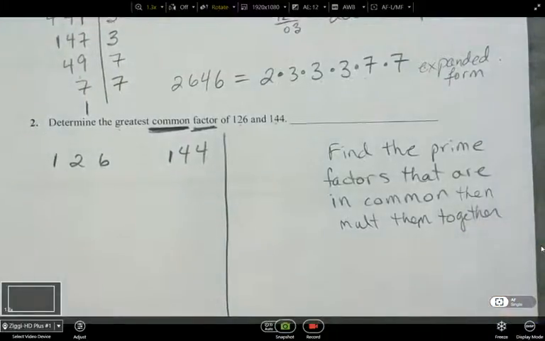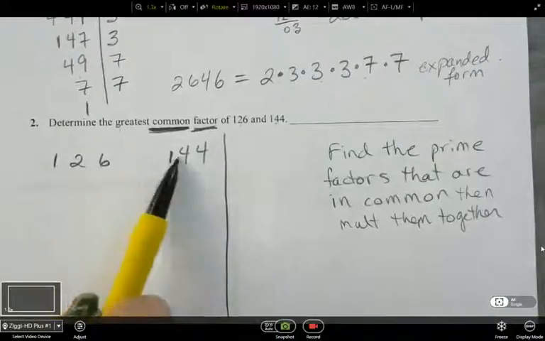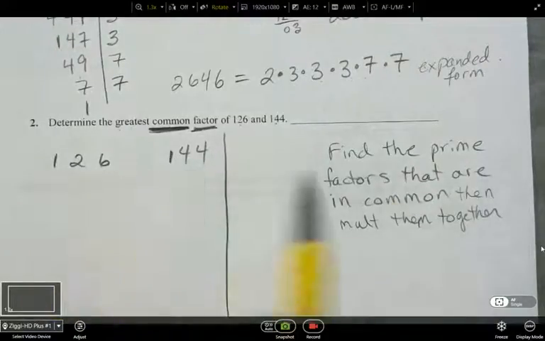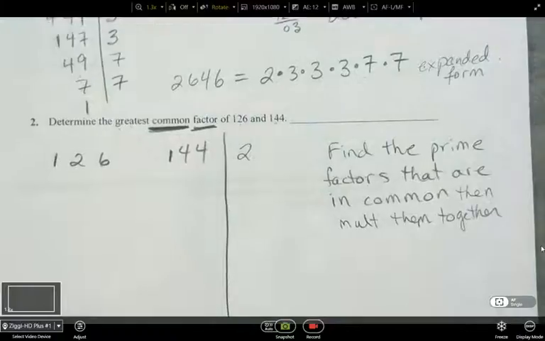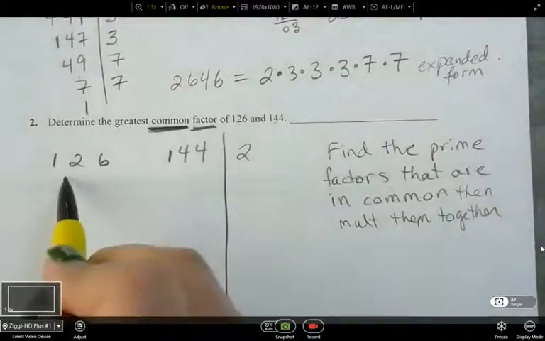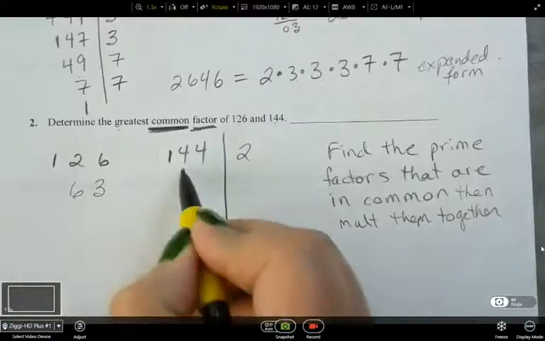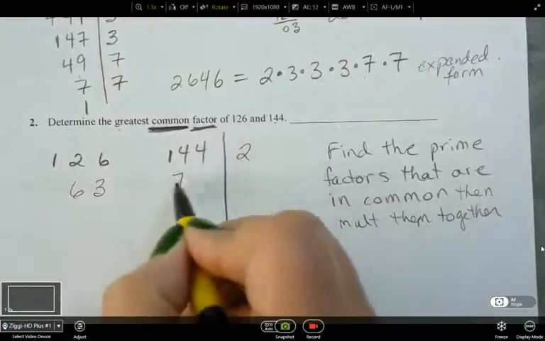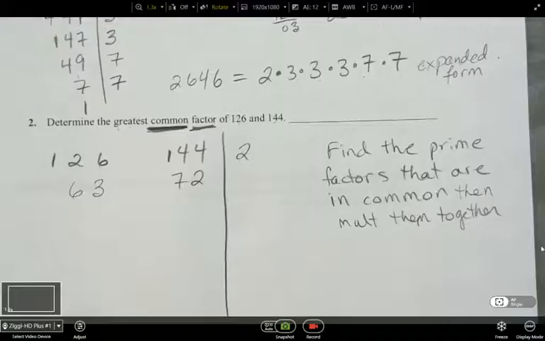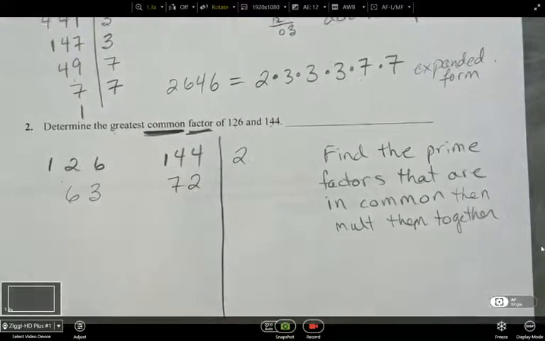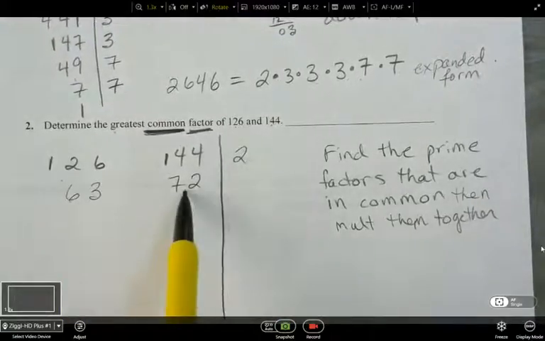Okay, so what is a prime factor that goes into both of these? 2. All right, so what is 126 divided by 2? 63. What is 144 divided by 2? 72. Okay, now I need to look for another factor that they both have in common.